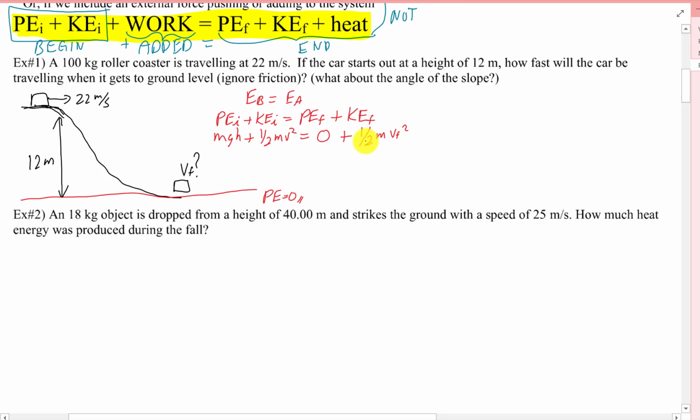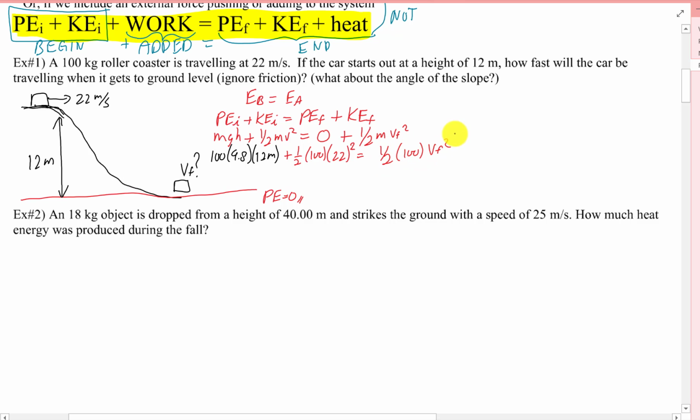So mass is 100, g is 9.8, the height of this is 12 meters, and I'm going to change color here to kinetic energy plus 1/2. The mass is 100 kilograms, and the velocity here is 22 meters per second. Where do people go wrong? This is where people go wrong. They forget to square that 22. And that has to equal 1/2, the mass is 100, and vf squared.